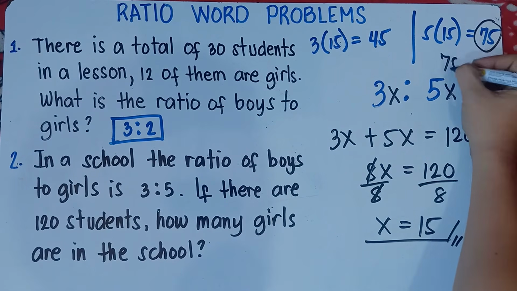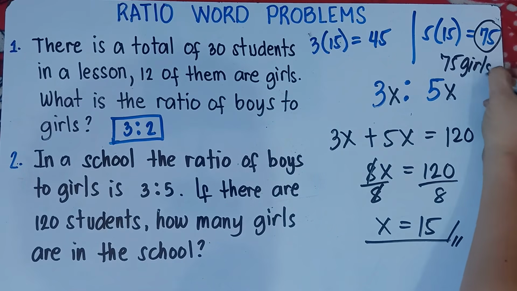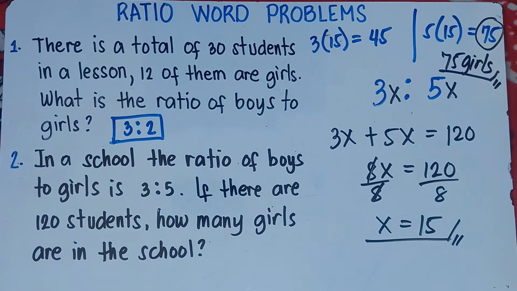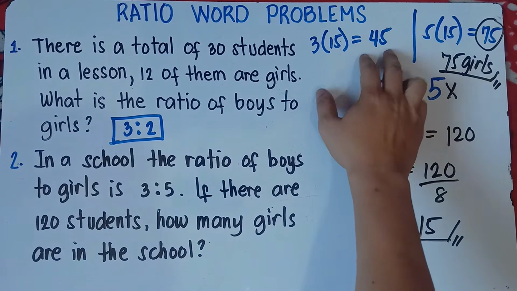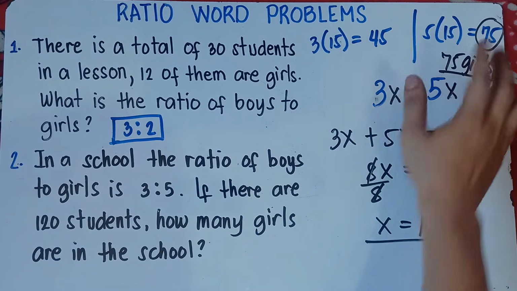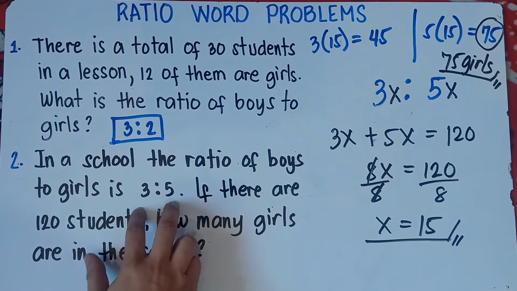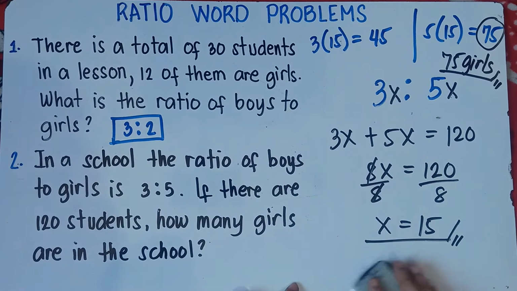Alright, so 75 girls. That's the answer, class. That's the answer for number 2, 75 girls. Therefore, we have 45 boys, then 75 girls. Let's check, class, if we can get this ratio, 3:5. Alright, let's check that one.